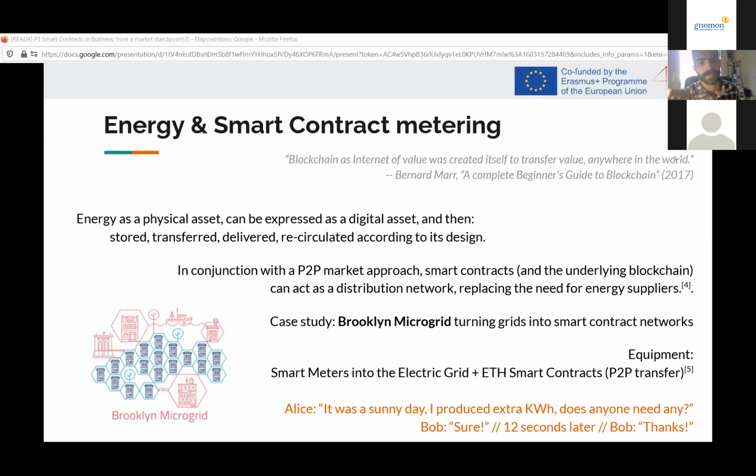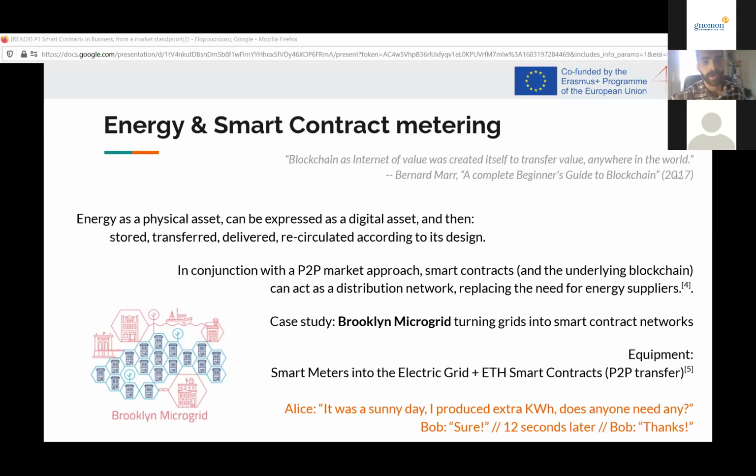Last year, Matthias Lang published a significant work about the connection of smart contracts with the energy sector. In conjunction with his findings and our current knowledge, energy as a physical asset can be expressed as a digital asset, and then it can be stored, transferred, recirculated according to its design, of course. And by saying design, we mean the code behind.